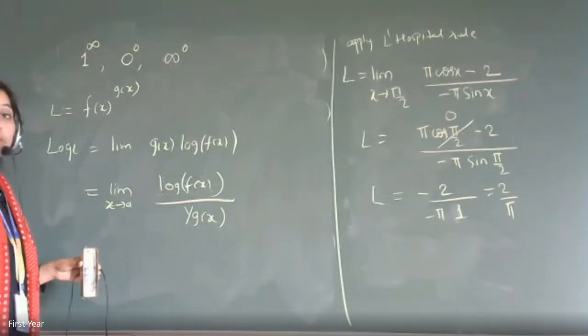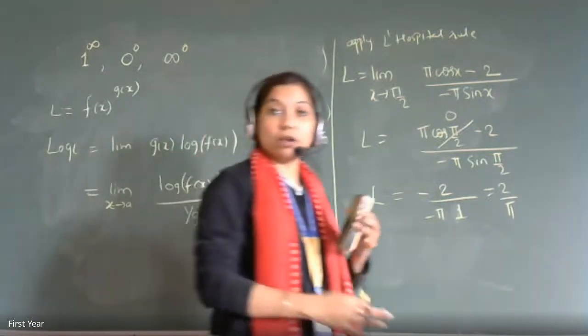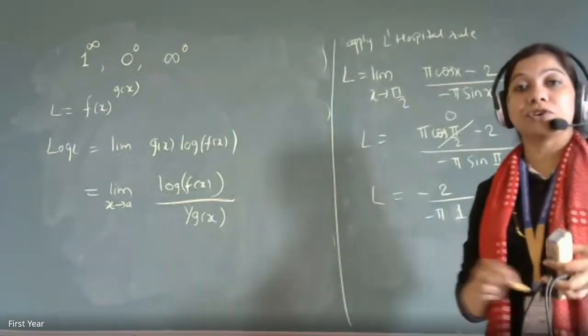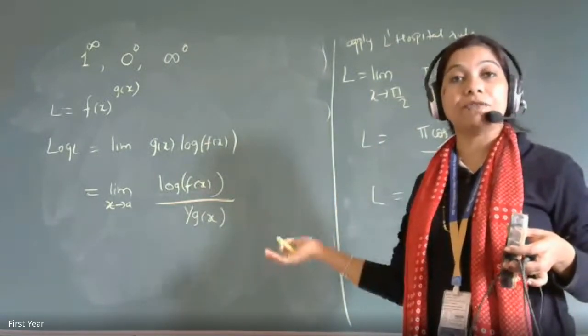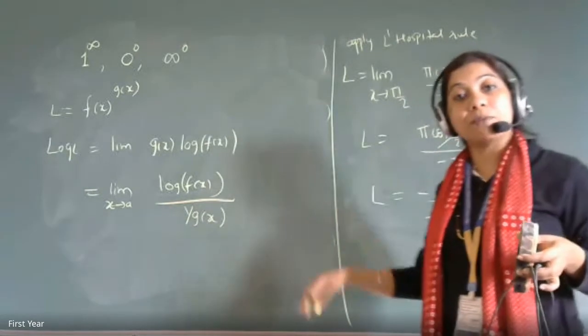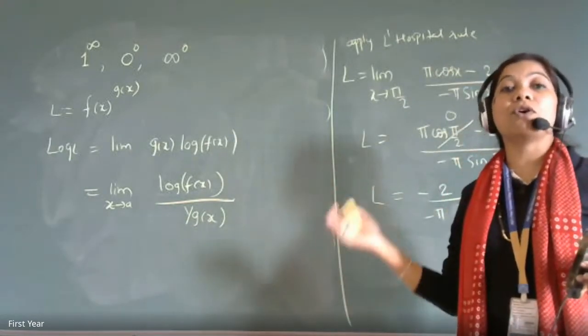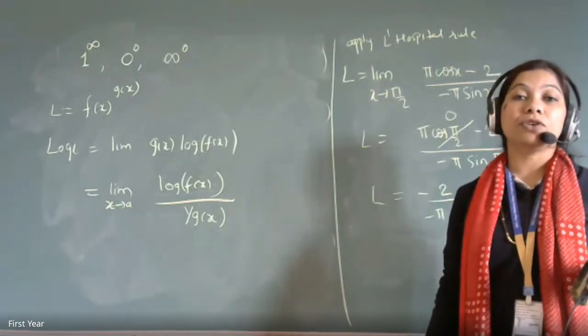So whenever it is exponential or indeterminate form, first we have to take log. Then one of the functions will come down, which will become 0 into infinity form. Then we have to get it in the denominator as 1 upon the function, which will give you either 0 by 0 or infinity by infinity, and then we can apply L'Hopital rule. Is it okay?